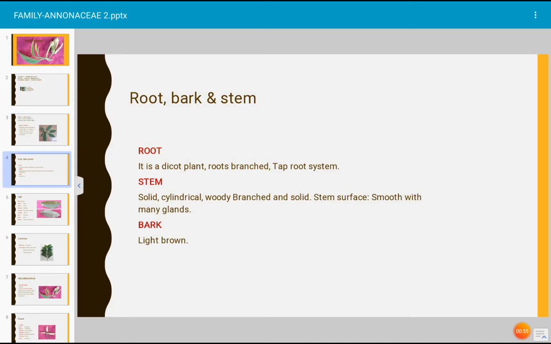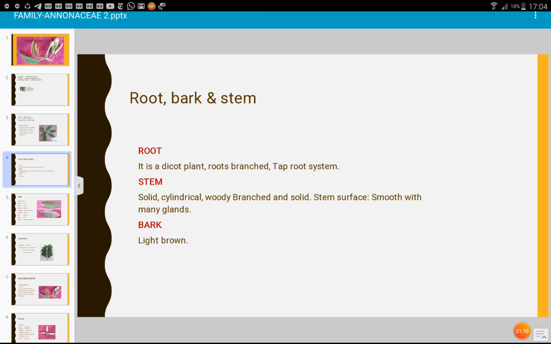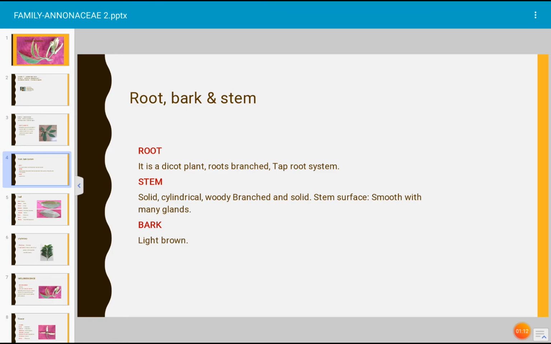Next slide. Root of the Annona squamosa. It is a branched taproot system because it is a dicot plant. How is the stem of the Annona squamosa? It is solid, cylindrical, woody, branched, and the surface of the stem is smooth with many glands. These glands contain an aromatic substance. And how is the bark? Bark is light brown in color.